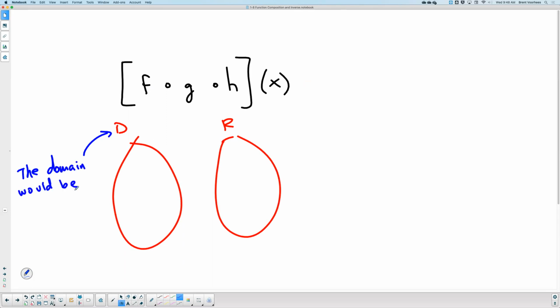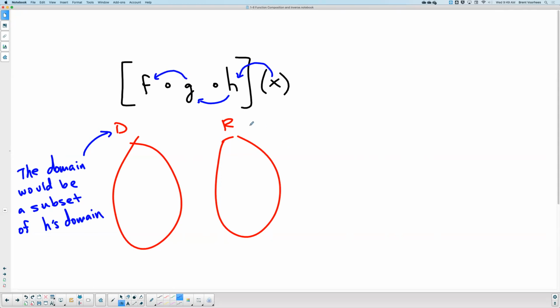I hear H and I agree. Be a subset of H's domain. Now, when I say subset, they could be the exact whole domain, and it could lose value. Subset means it's either the entire or a smaller portion. So the domain would be the subset of H, because what would happen is this: the X gets plugged into H, and then from H you would go into G, and from G would go into F.